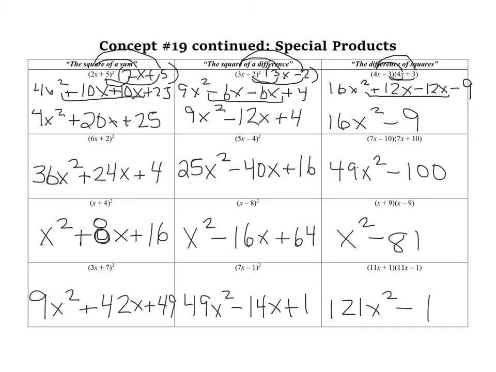And then with the square of a difference, the middle term is always going to be negative. In the square of a sum, it's always going to be positive. So now the last column, the differences of squares. What happens here? Well, we don't have a middle term.